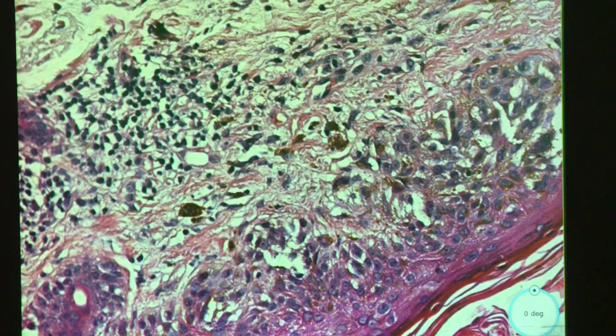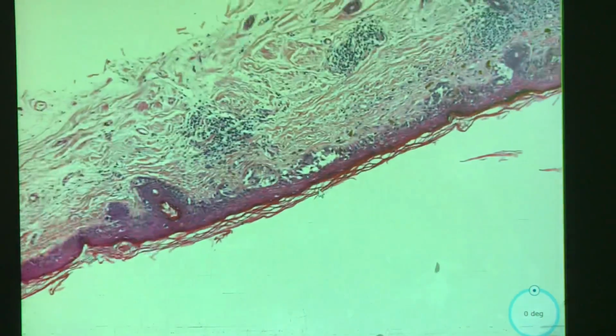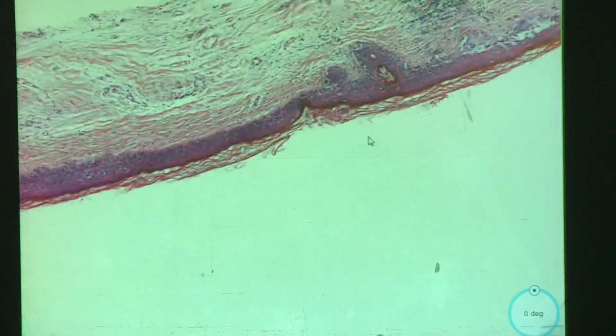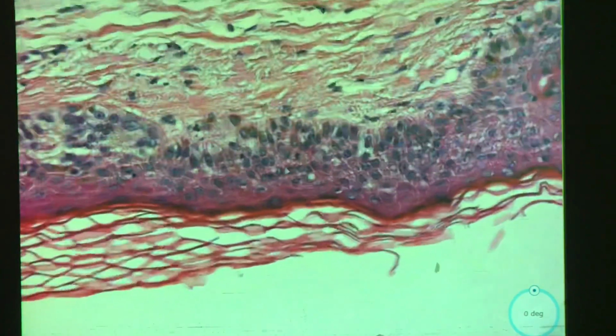Is it still the lesion though? Oh, the lesion. I don't know. Maybe. Let's see.